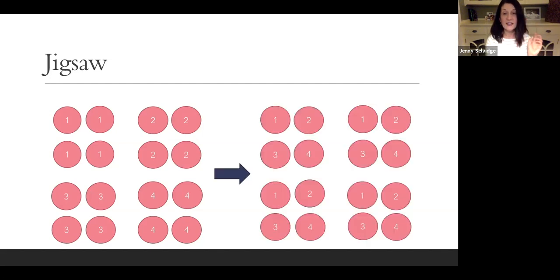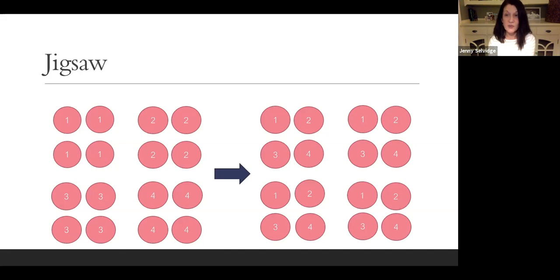Next, I split them up so that 1, 2, 3, and 4, they're now together. So the 1s teach 2, 3, 4 their section. The 2s teach the others their section, and so on. So by the end, everyone now has a good summary of what the reading was about.